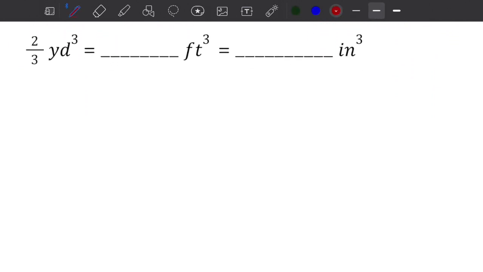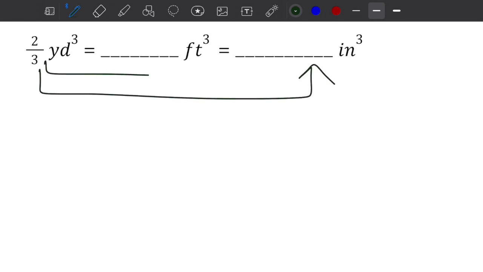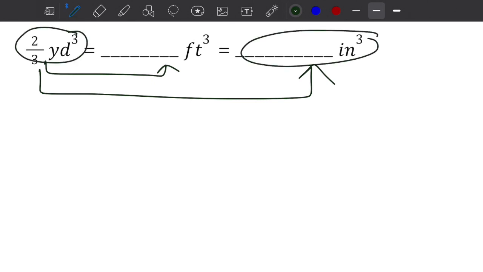And this one is interesting because it's a fraction, right? When we work with imperial units, we see fractions a lot because we're looking at fractions of 16, fractions of 4 on a ruler, right? So we have 2/3 cubic yards and we want to convert it to cubic feet and then cubic inches as well. So if the question just asks you to convert from here to here, you will have to convert to cubic feet first because we don't have a known conversion between cubic yards and cubic inches.